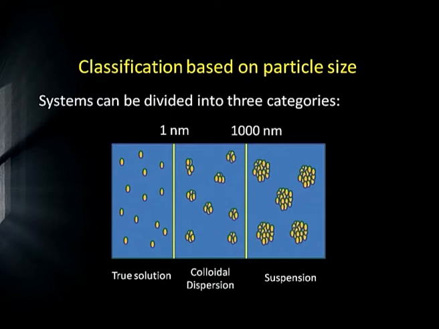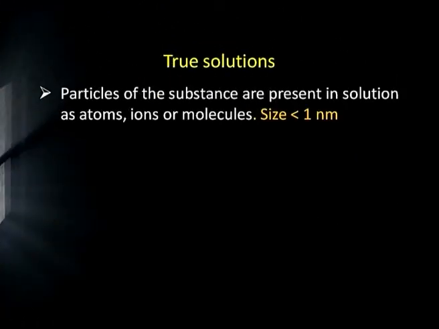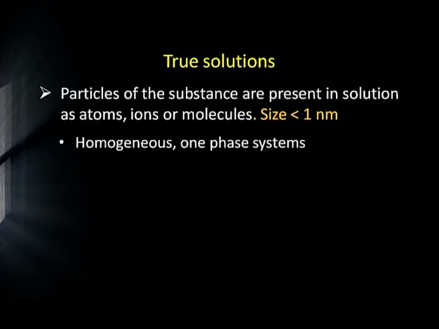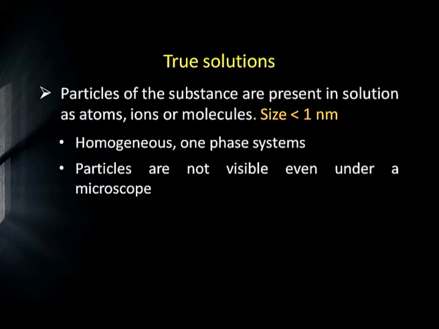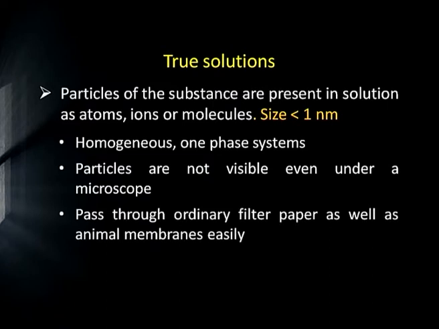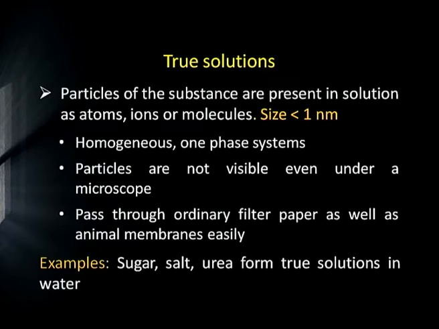It is the size of the particle that decides whether the system that is formed is a true solution or a colloidal dispersion or a suspension. Particles of the substance are present in solution as atoms, ions or molecules. That means their size is less than 1 nanometer in true solutions. They are homogeneous one-phase systems. These are the terms you have come across earlier. The particles are not visible to the naked eye and not even under a microscope. They will pass easily through a filter paper, and they will also pass through an animal membrane equally fast. Examples are again sugar, salt, urea, which form true solutions in water. We have experienced that in the lab.